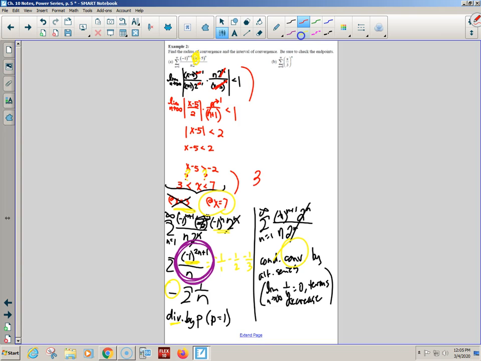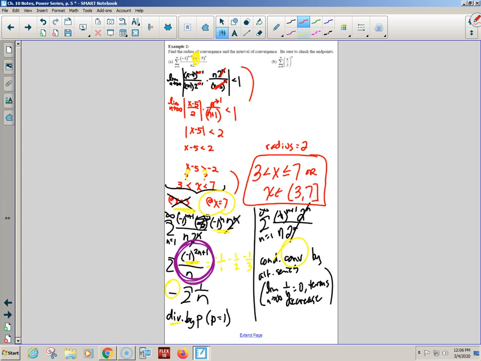I'm going to think of it as 3. Oops. Nope. 3 less than x less than or equal to 7, or another way of writing it is x is within the open interval 3 to 7 closed. Wait, what's the radius? 2. Wow. Why is the radius 2?